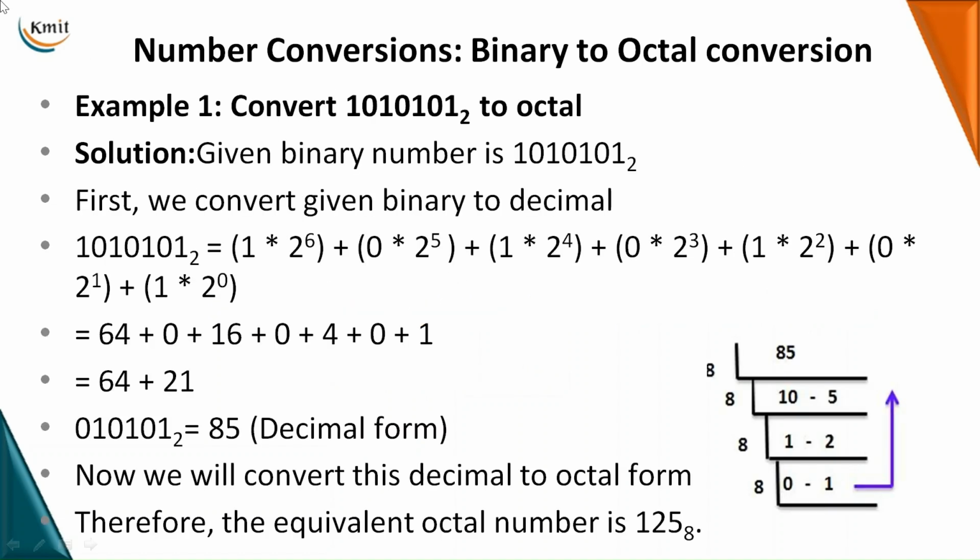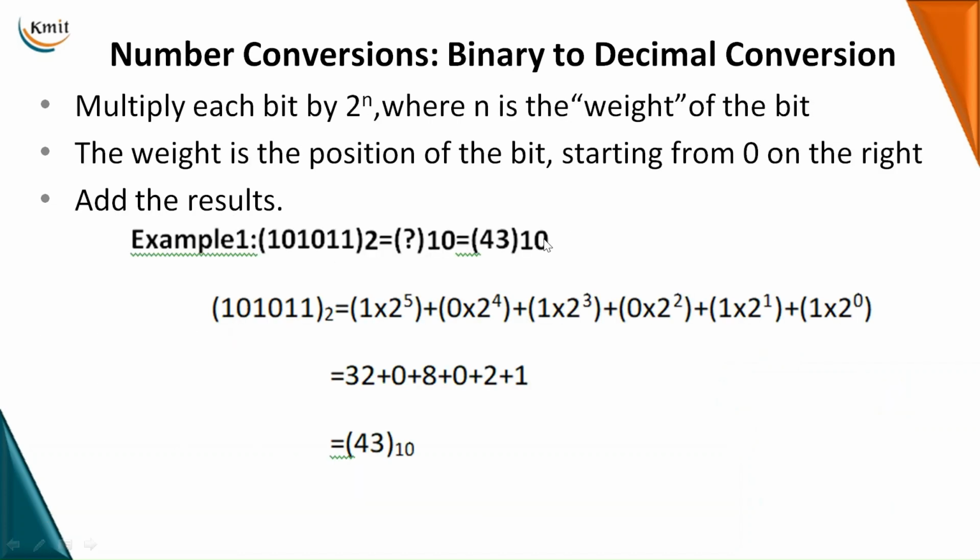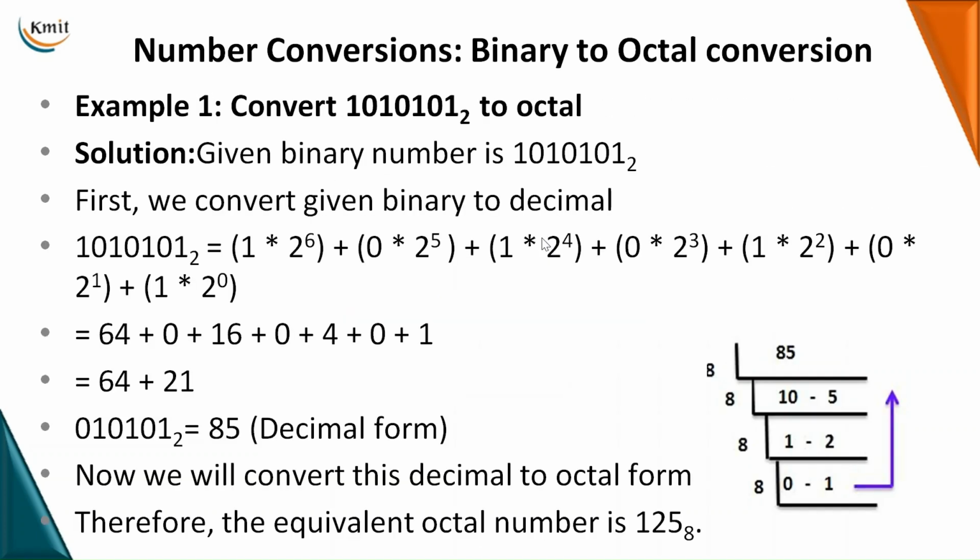Next, binary to octal. In case of a binary number to octal conversion, the process is different. Suppose I want to convert this binary number to octal. First, we have to convert this binary number into decimal form, the same way you did in the previous example. It gives me a result of 85. So this is the decimal form of this binary number. Now we'll convert this decimal number into an octal form.